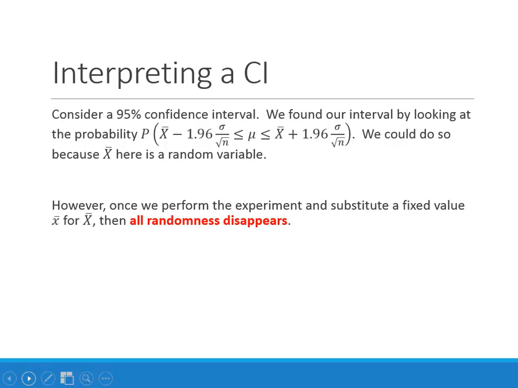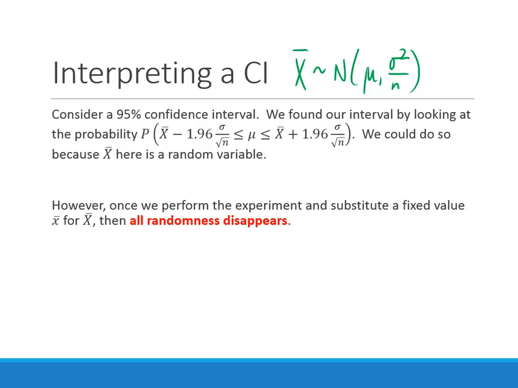And we could do that because we were considering x bar to be a random variable. So remember, x bar had that normal distribution. And that, again, just means that it's a random variable, right? So it could take on any possible value, but it's going to follow the distribution of a normal distribution.